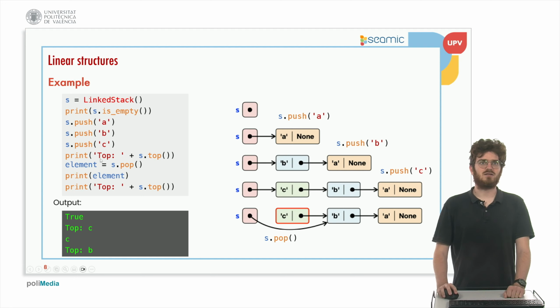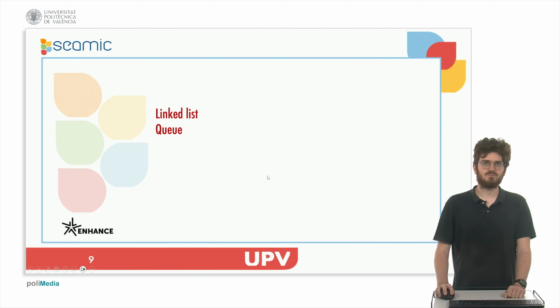And as we can see here in the output, if we add all three elements and compute the top element, we can see that it's C. And if we remove it, print it, and compute the new top, we can see that we've removed C, and the new top is B.